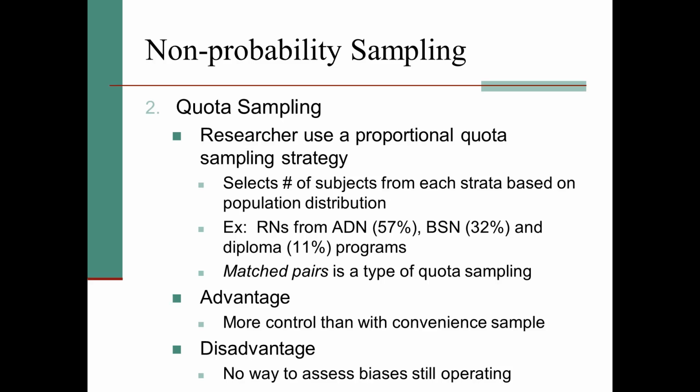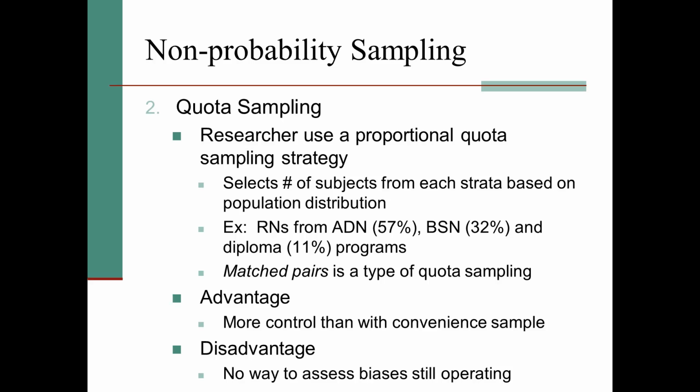Quota sampling can be considered non-probability, and you select the numbers of each strata based on the percentage. Once again, you can also use matched pairs with this, so it's a little bit different. It's considered non-probability, although if you randomly select within each group, it could be considered more of a strata.